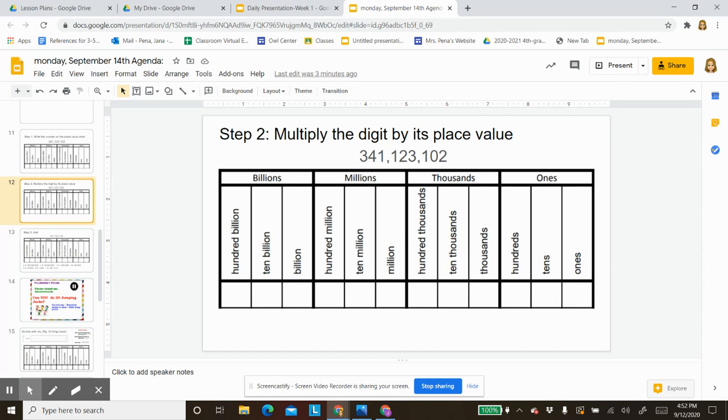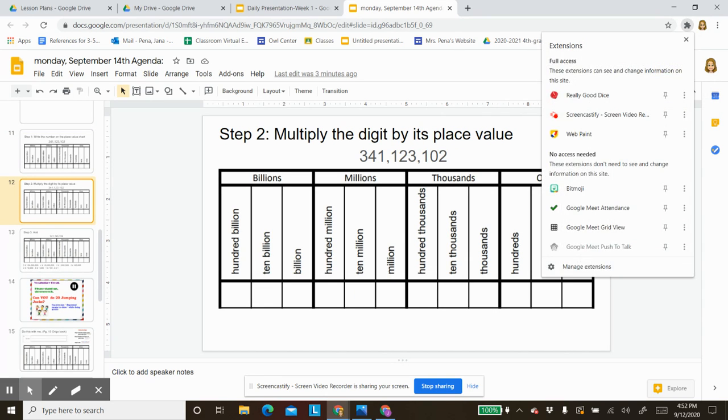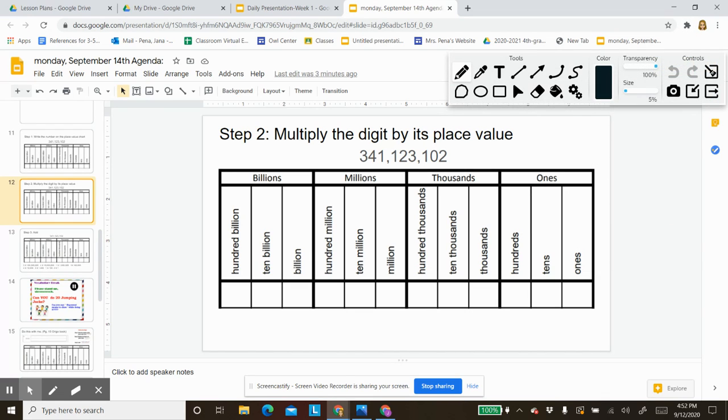So step number 2 is multiply the digit by its place value. So once again, I'm going to put these back in their place value groupings. This work is already done, but I have to do it again just so I can show you. Remember, we're still trying to figure out these technology tools. That's one thing I still need to figure out how to do.